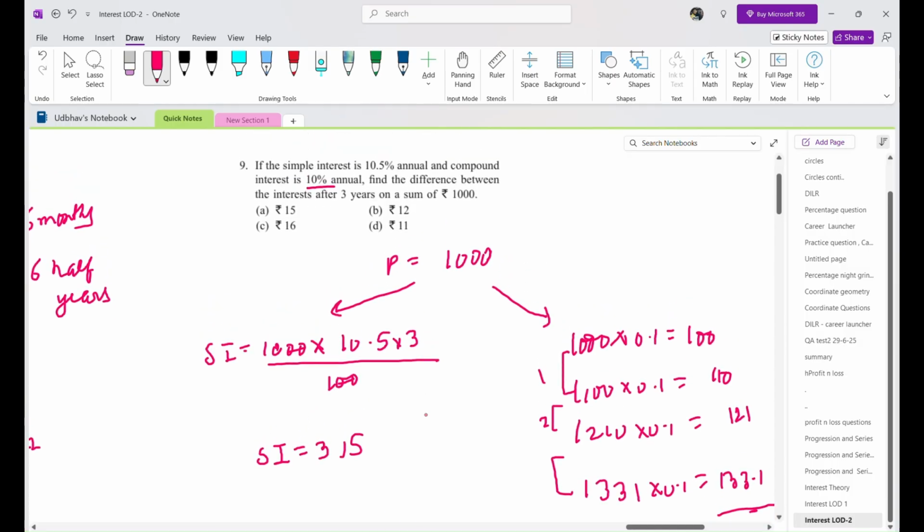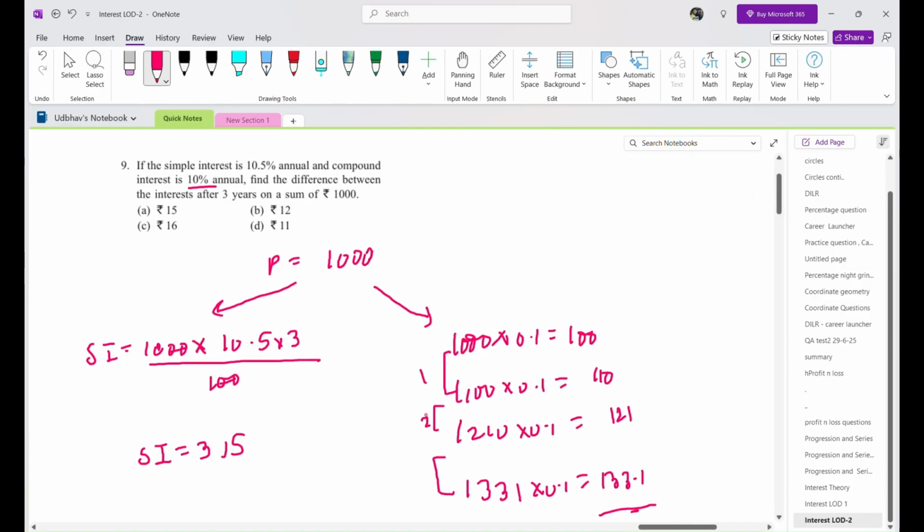Let me do the calculation again. 315 is correct, and here it will be 1000 into 1.01 raised to the power 3.